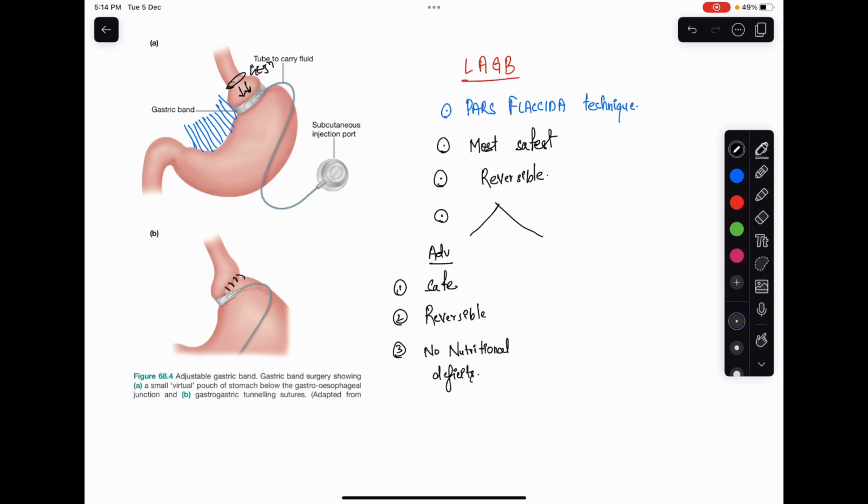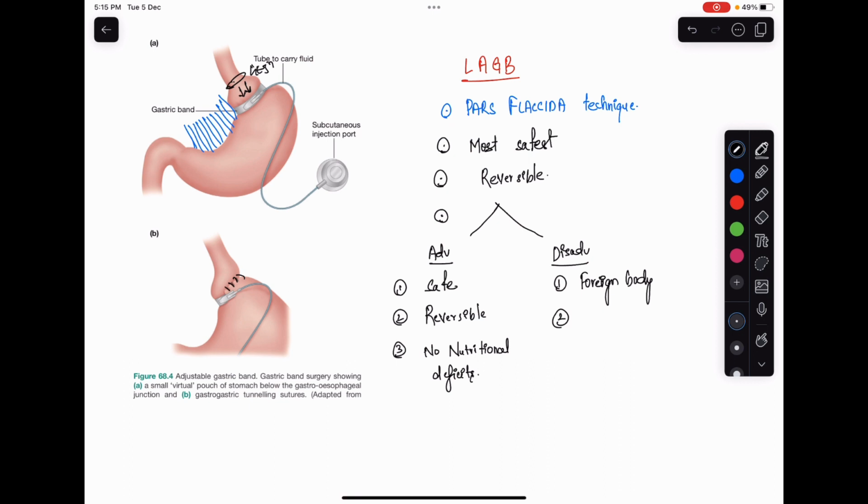And we are not cutting any stomach or intestine, so there are no chances of anastomotic leak, and this is a relatively safer procedure. And regarding disadvantages, this band will cause foreign body sensation for the patient. It will cause a lot of discomfort.